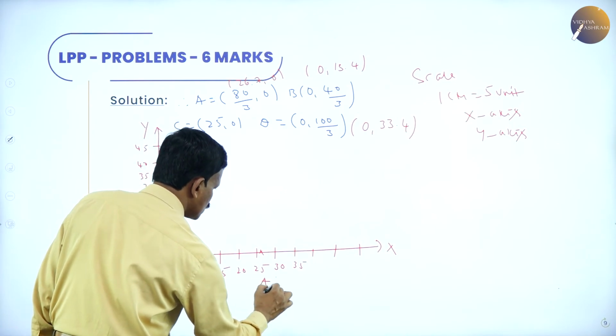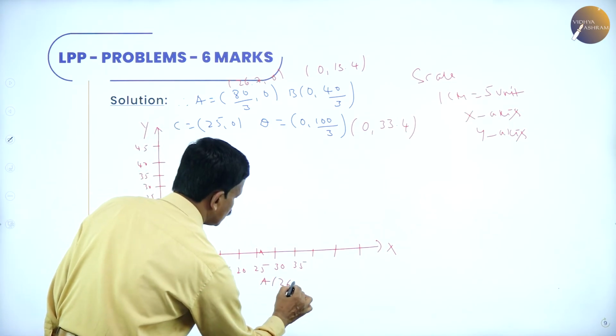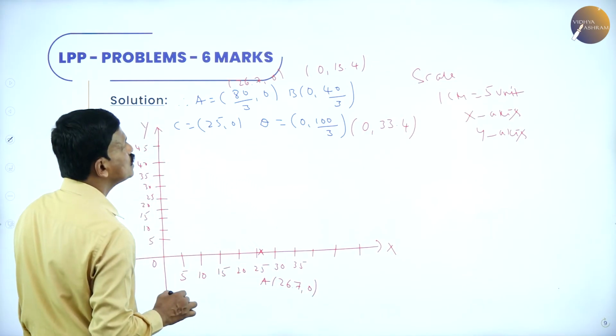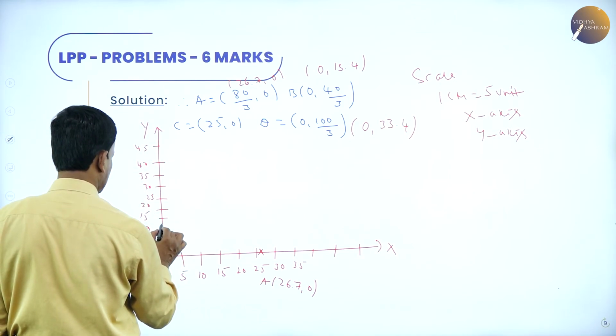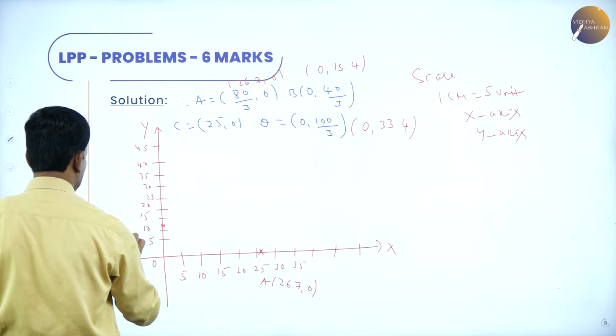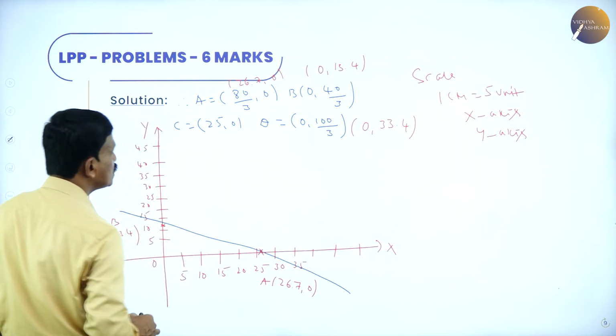A is 26.7 comma 0. And what is B? 0 comma 13.4. Somewhere it is B. Let us draw a line through these two points. So what is this line?